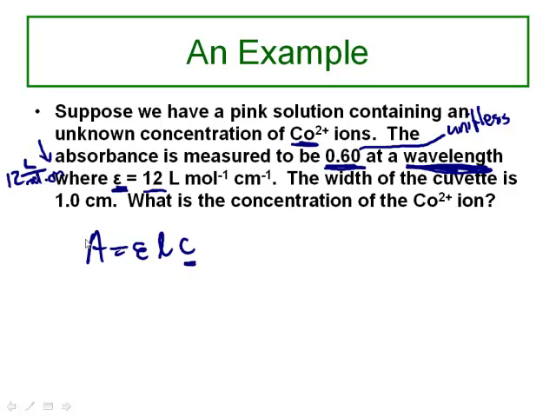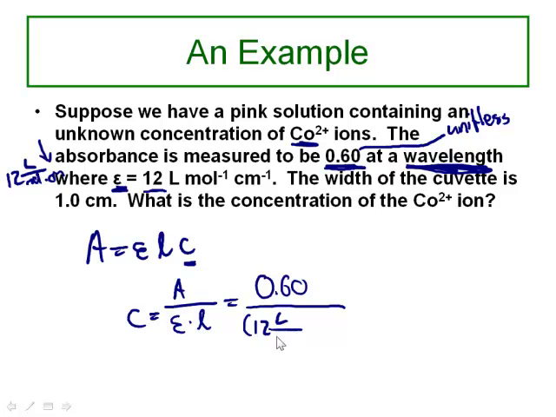Now, if I had these other data, I could solve for anything, okay? But here we want to find the concentration, so I'm going to need concentration by itself. Concentration is equal to the absorbance divided by the molar absorptivity coefficient times the path length of the cuvette. Okay. So notice in order to find the concentration, I have to know these three things: the absorbance, the molar absorptivity coefficient, and the path length. I know these things, so I'm just going to plug them in. The absorbance here is 0.60 divided by the molar absorptivity coefficient, 12 liters over mole times centimeter. And the path length here is 1.0 centimeter.